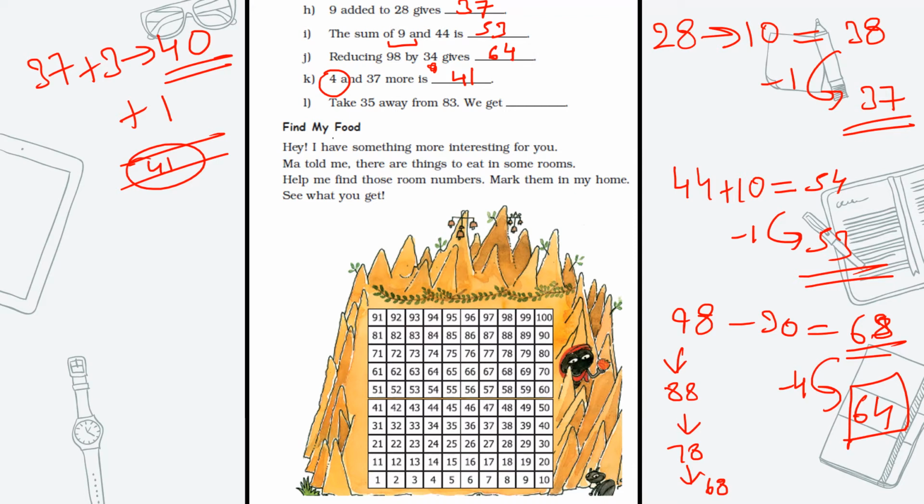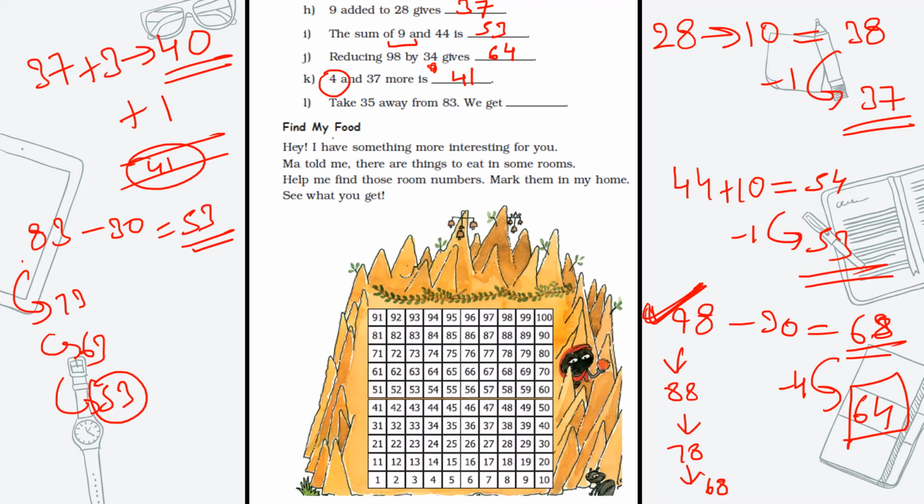Okay. Take 35 away from 83. We will do exactly the same as we did here. So take 30 away from 83 first. Okay. So minus 30. We have 73, 63, 53. Right? Okay. Now take 5 more away from 53. Right? So minus 5, we have 48 as our final answer.